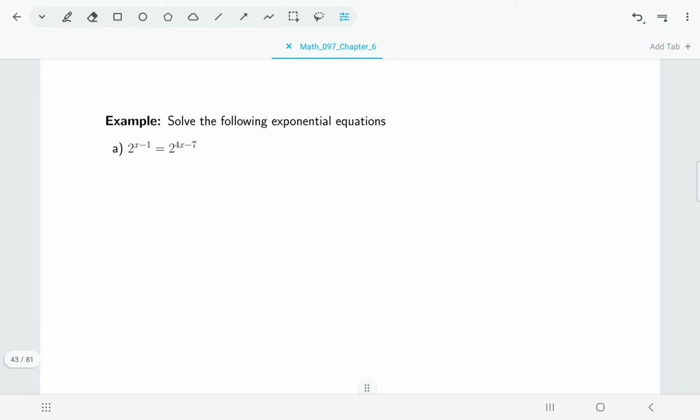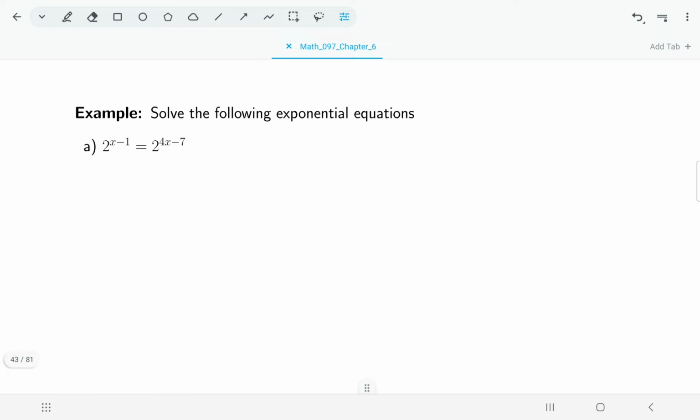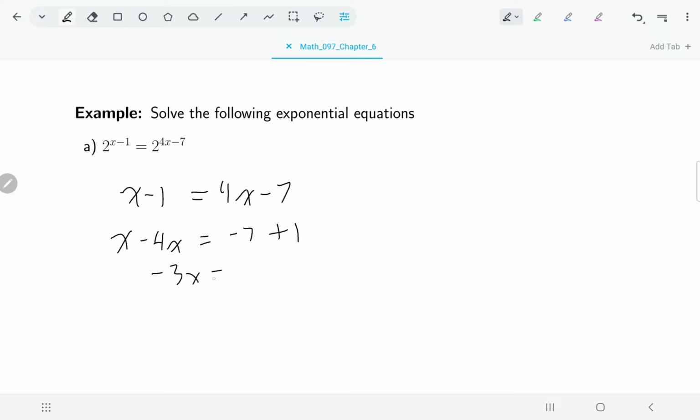I've got this first one, and this is exactly in the form that we'd like, where it's one exponential function equal to another exponential function, and they both have the same base, base 2. So I can conclude that the two powers must be equal, that x minus 1 and 4x minus 7 must be equal to each other. And then all I need to do now is just solve for x. So I'll bring the x's to one side, I'll bring the constants to the other, and then I can solve for x and find that my one solution for this equation is 2.